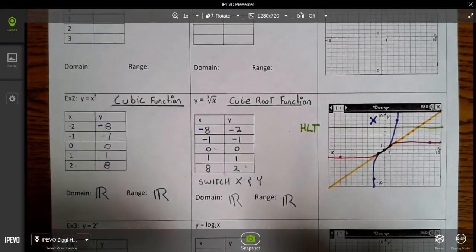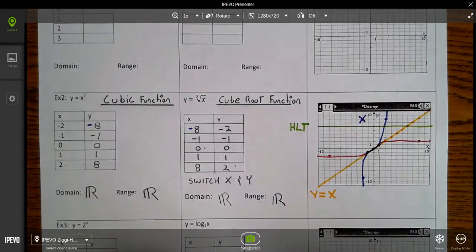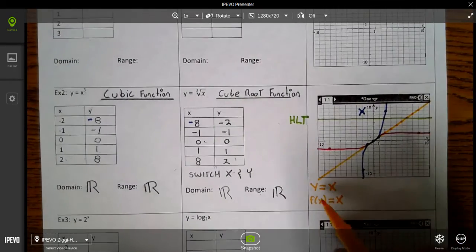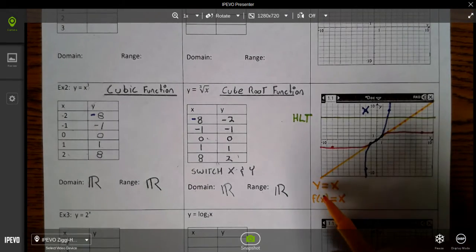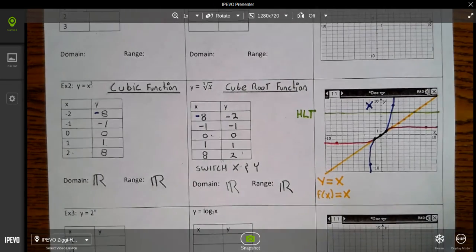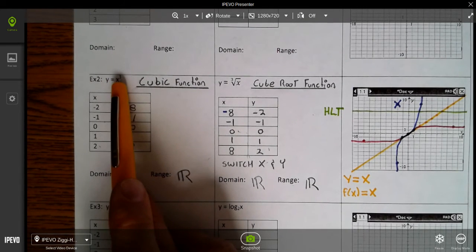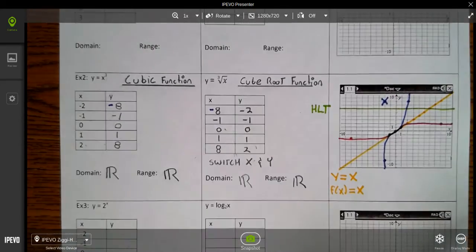I'm not going to do it in the video, but if you want to check the points, you can go y equals x. Now remember, in the calculator, it's going to be f of x equals x. But same thing, okay? But this is y equals x. And so you'll see that they reflect over each other across the y equals x line. So these are inverses of each other, and they're both functions. The y equals x cubed is a function, and the cube root of x is a function. And I also want you to see from the video that y equals x cubed and y equals cube root of x are inverses of each other.